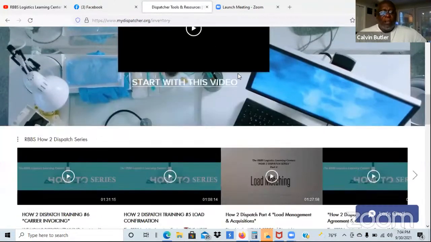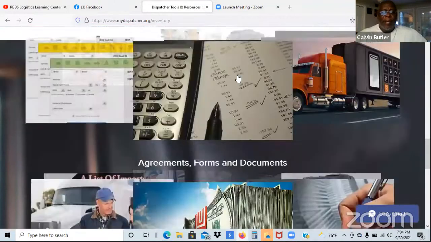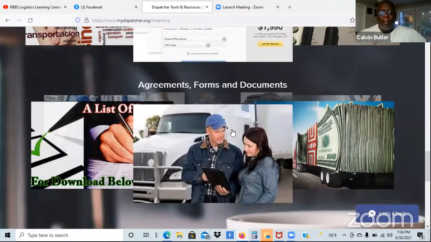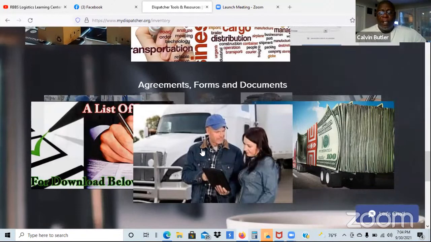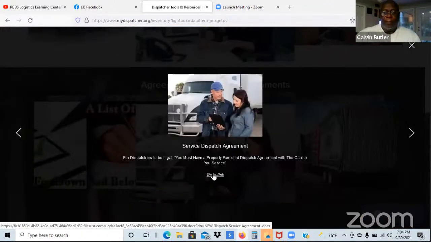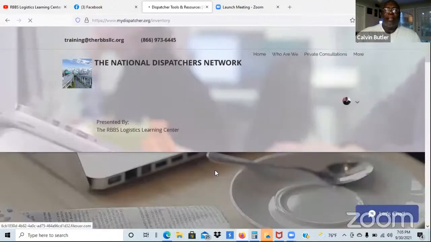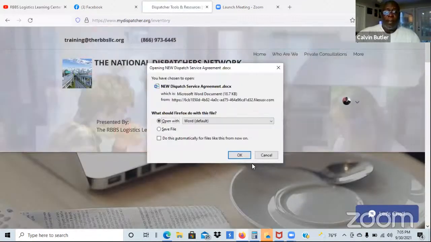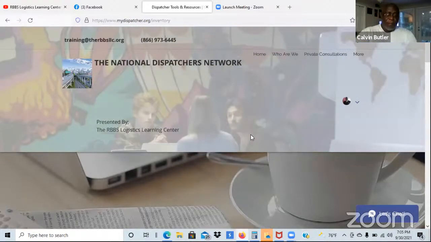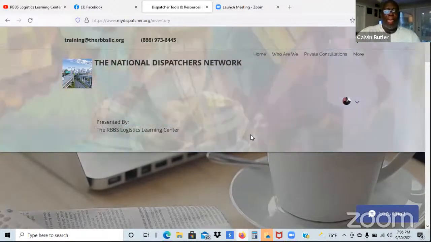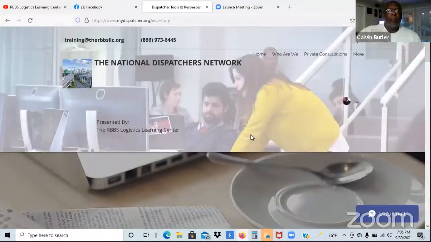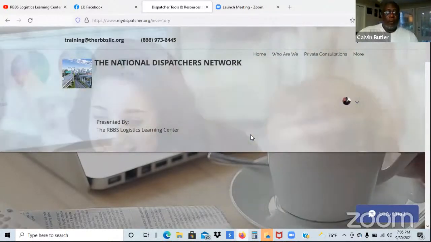Now, when you're using the back office, you're going to scroll down, and this is going to be in the area of agreements, forms, and documents. You're looking for the service dispatch agreement, which is this one right here. You're going to click on that, and it's going to pull it up. Give it a minute to access the Word file. There it is, open in Word. This will pull up on your computer as well.